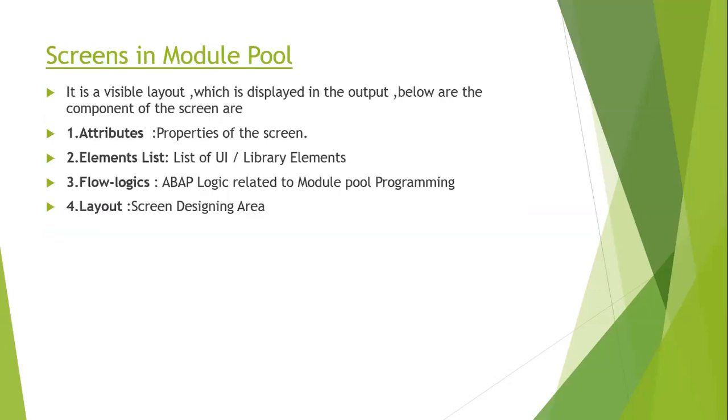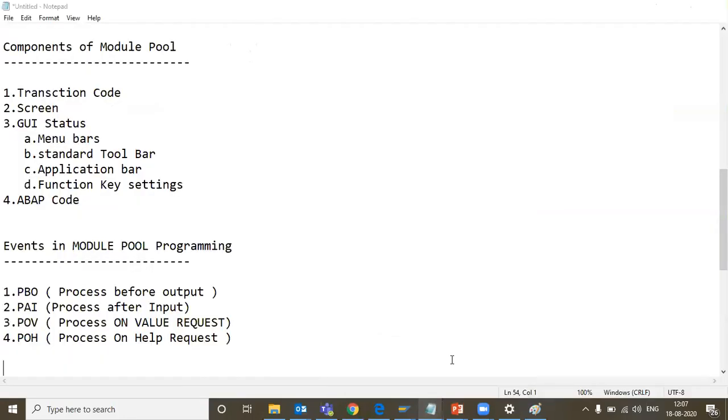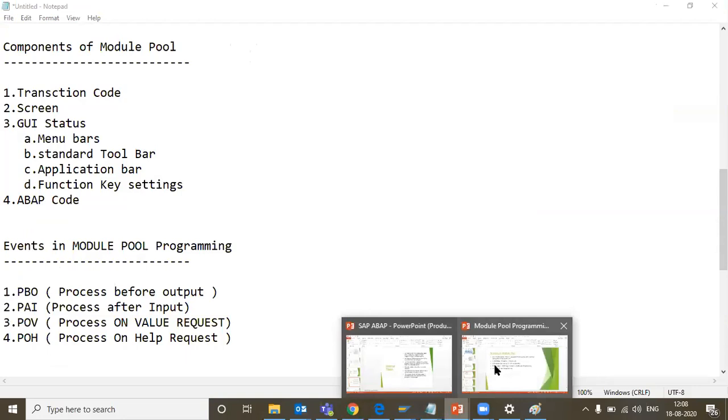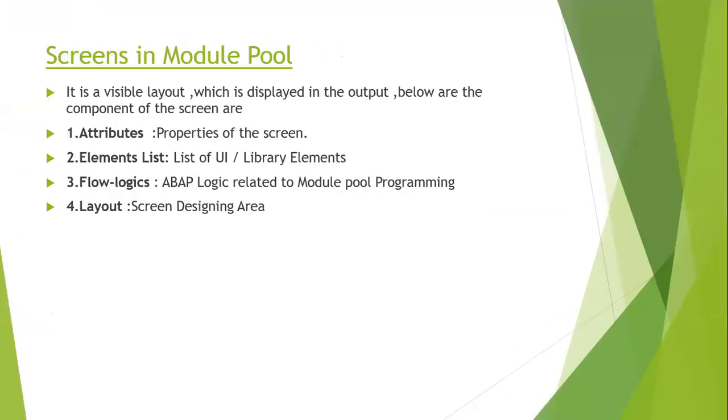Now, next thing is let us discuss more about the screen part. As I discussed, module pool programming has different components. The first thing is the transaction code. Next thing is screens. As everybody knows, a transaction we can normally create in SE93, but let us discuss more about screens, since this is dialog programming and we need to know more about the screen. The screen part basically consists of different components. First will be attributes, the properties of the screen. So the attributes describe the properties of the screen.